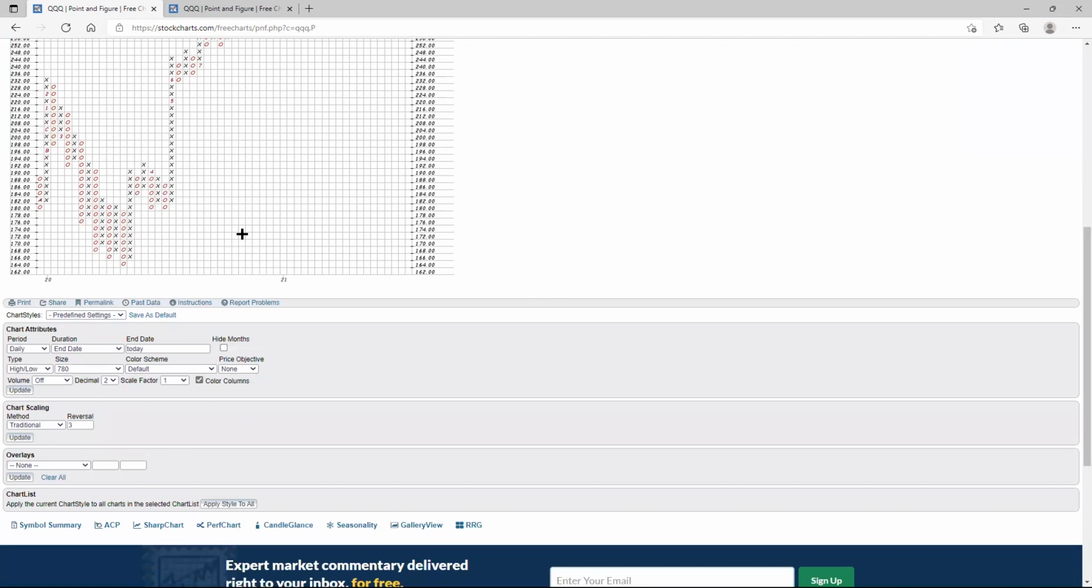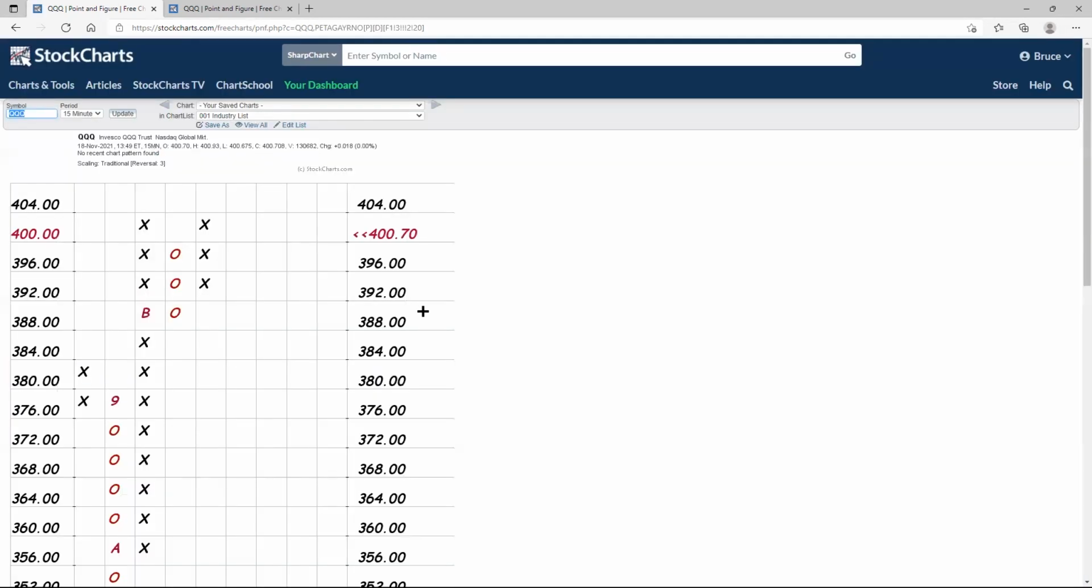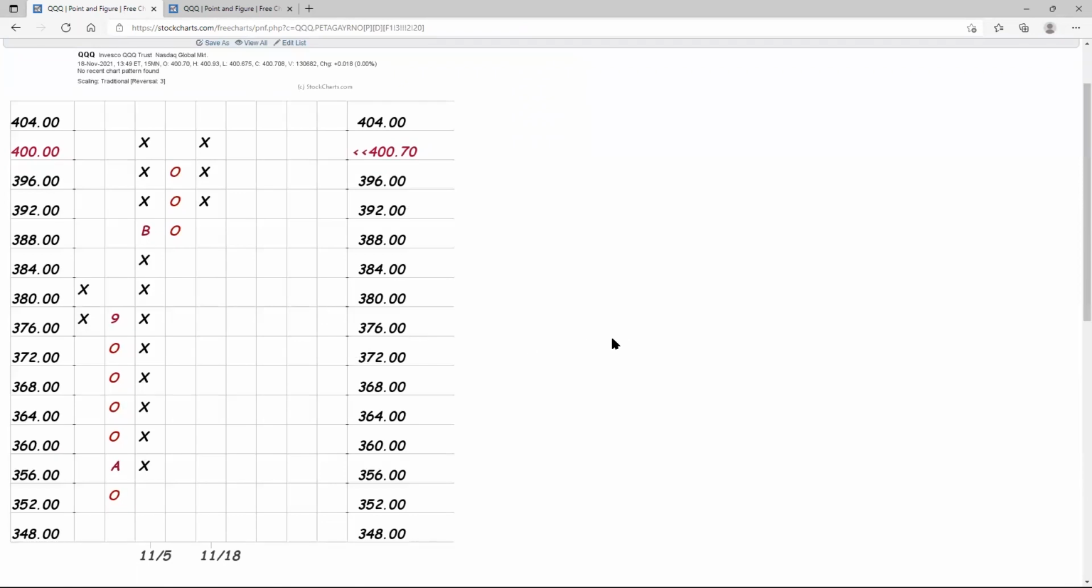And so let's go down to the chart attributes and the chart scaling, and let's change this. So period here says daily. Let's make this a 15-minute triple Q chart. And oh my, that just doesn't look useful at all, does it? If this is an intraday chart, it doesn't speak to me. I don't know about you. So let's see if we can fix this.